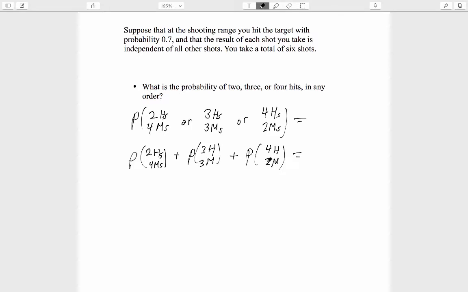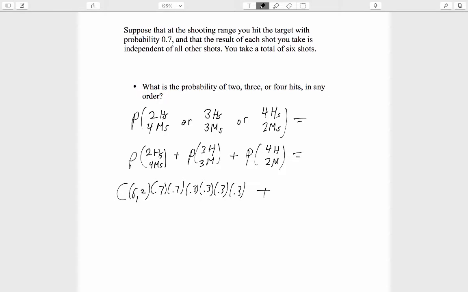Of these 3 simpler events that we've boiled the problem down to, we've already found 2 of the probabilities. We've already figured out that the probability of 2 hits and 4 misses in one particular order equals 0.7 squared times 0.3 to the 4th, which I've written out in gory detail here. But there are 6 choose 2 copies of this number that have to be added up to get the probability of 2 hits and 4 misses in any order.